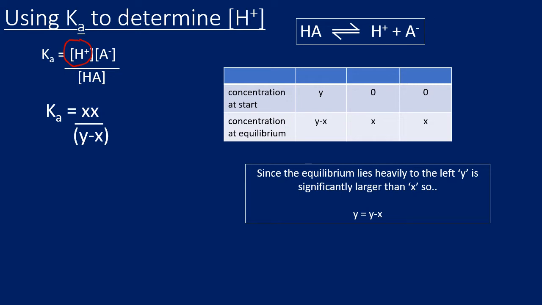Okay? So therefore, the acid dissociation constant is X squared over Y, which is the concentration of H+ squared, because the concentration of H+ will be the same as the concentration of A-. So you can see where we're going with this. We can now rearrange this equation to get H+ squared is Ka multiplied by HA, and then we could do the square root of that.